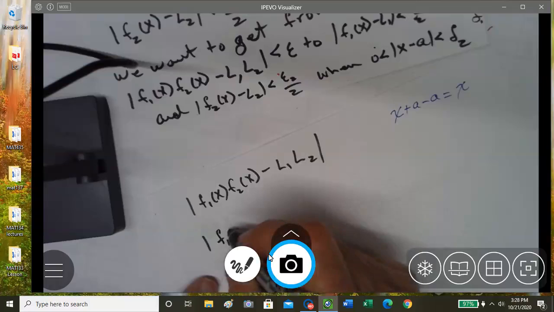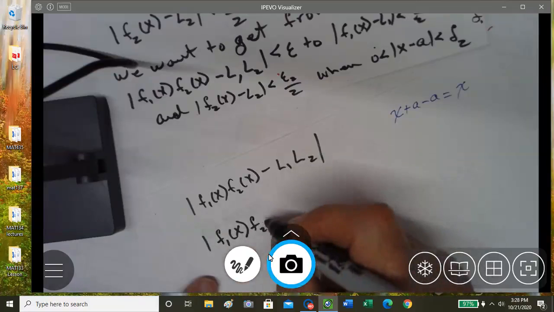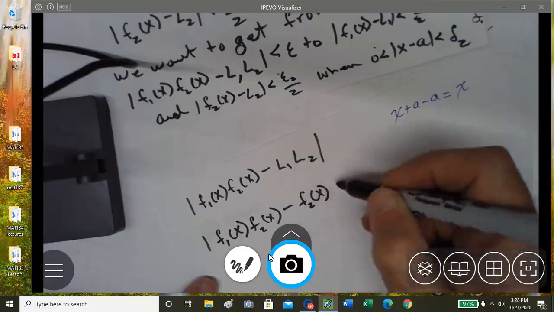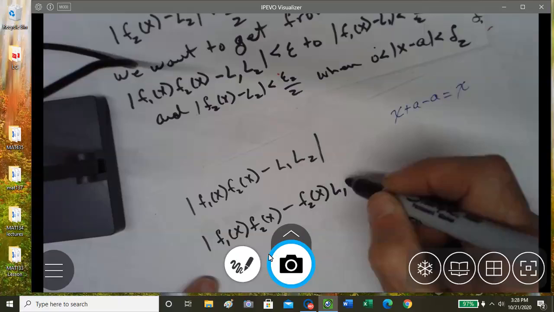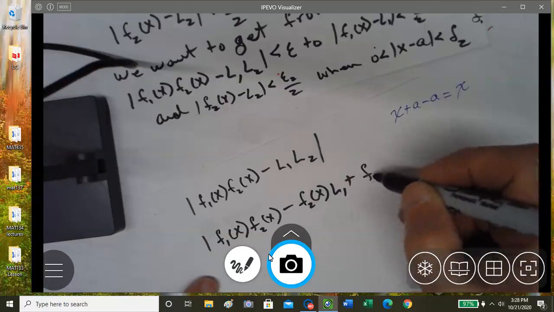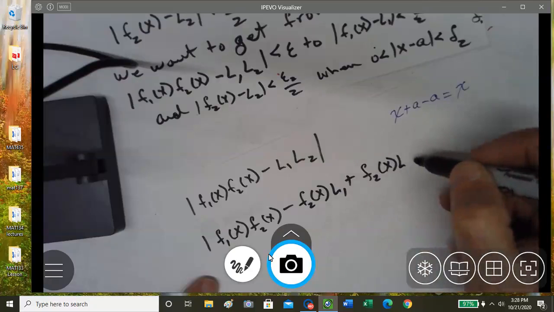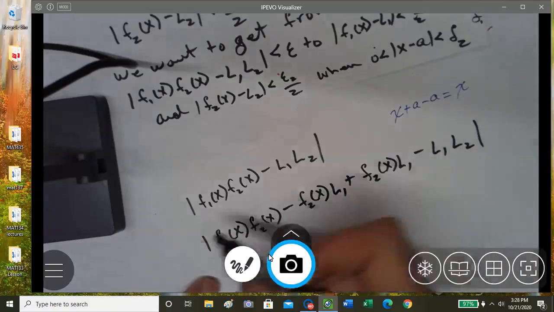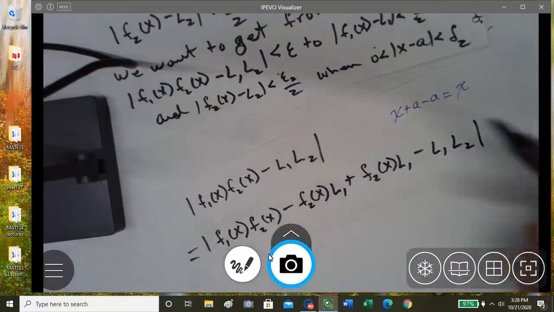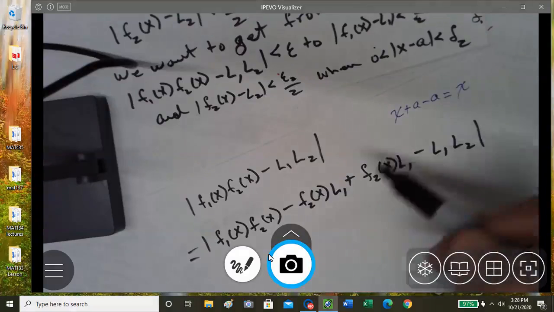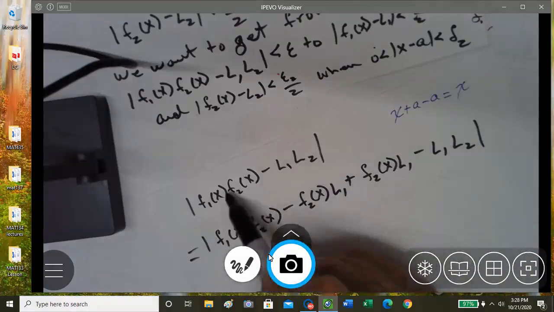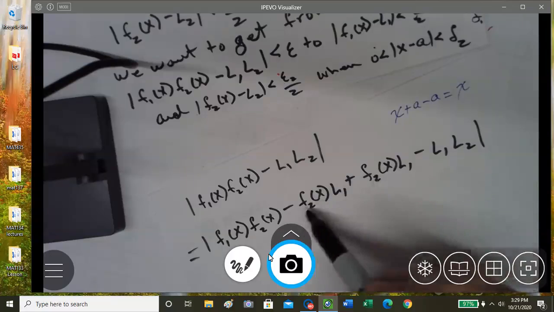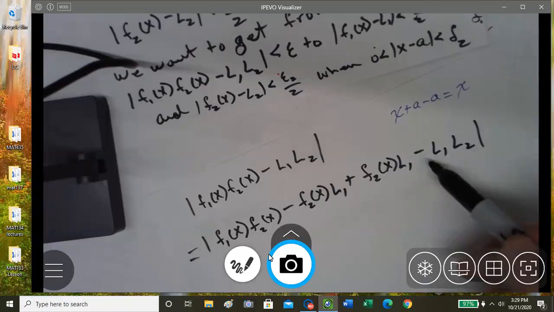So this would be the absolute value of f1(x) f2(x) minus f2(x) L1 plus f2(x) L1 minus L1 times L2, and this is equal to that. All we did was take this and add f2(x) L1 and subtract f2(x) L1, which doesn't change anything, right? It's still the same.